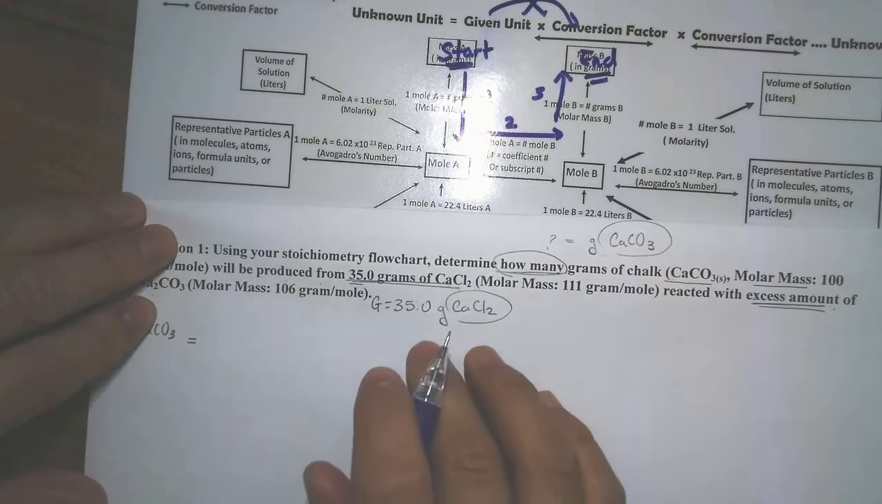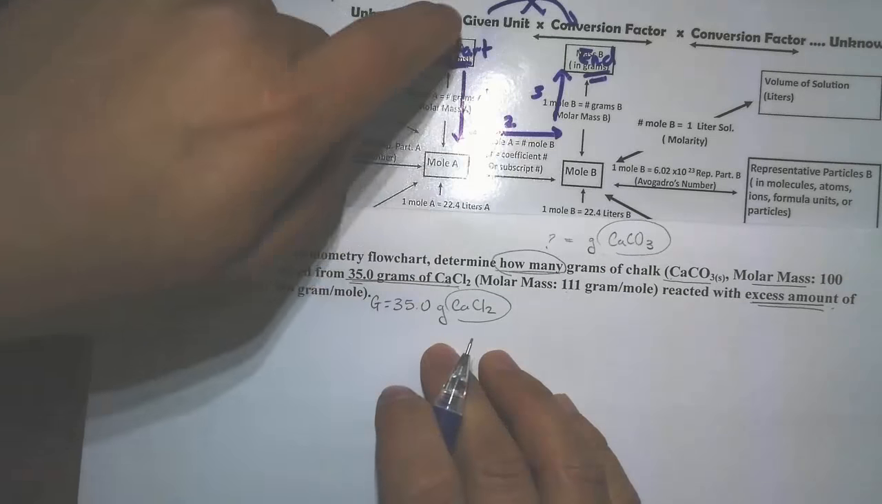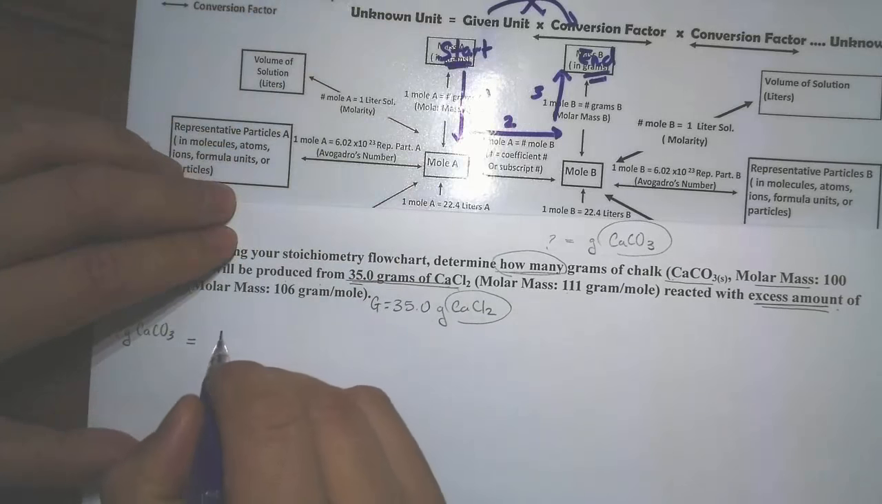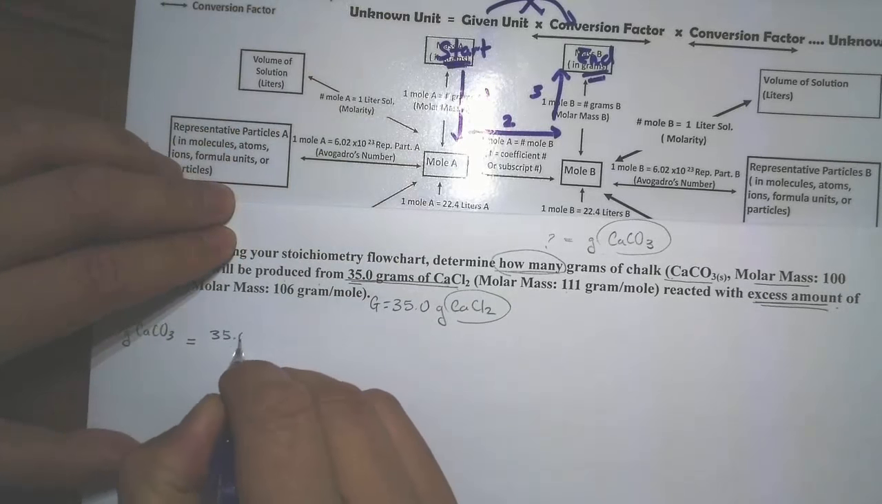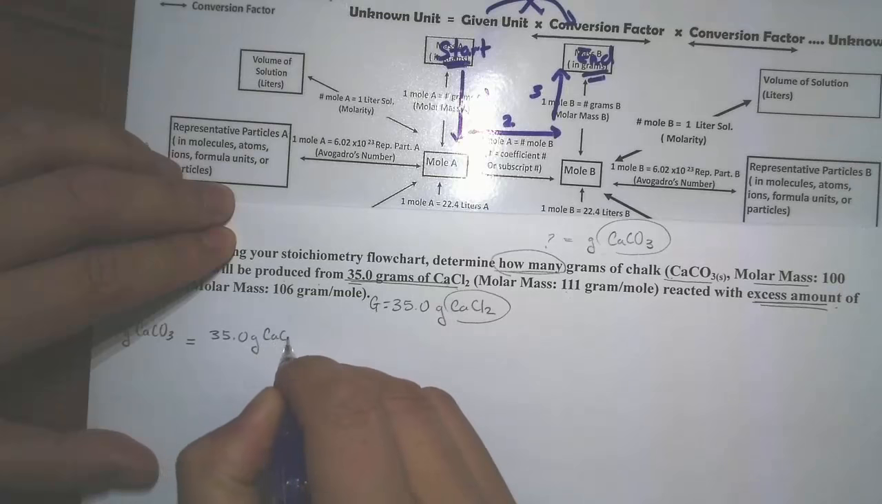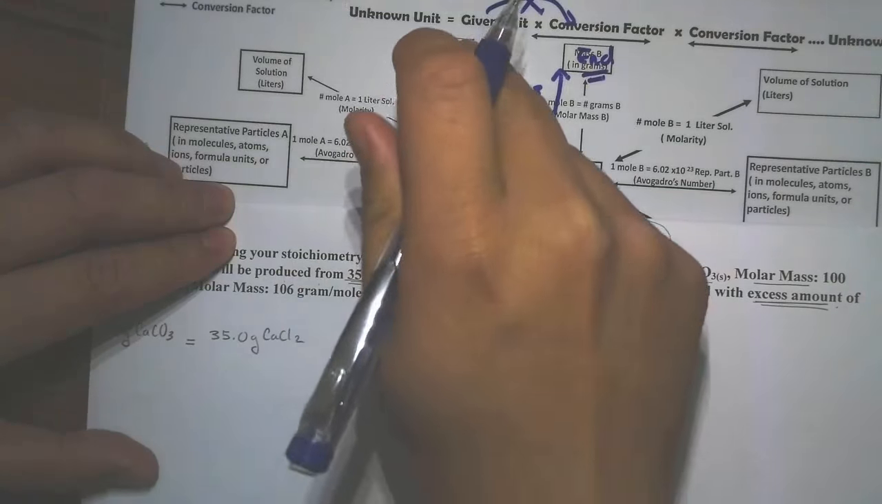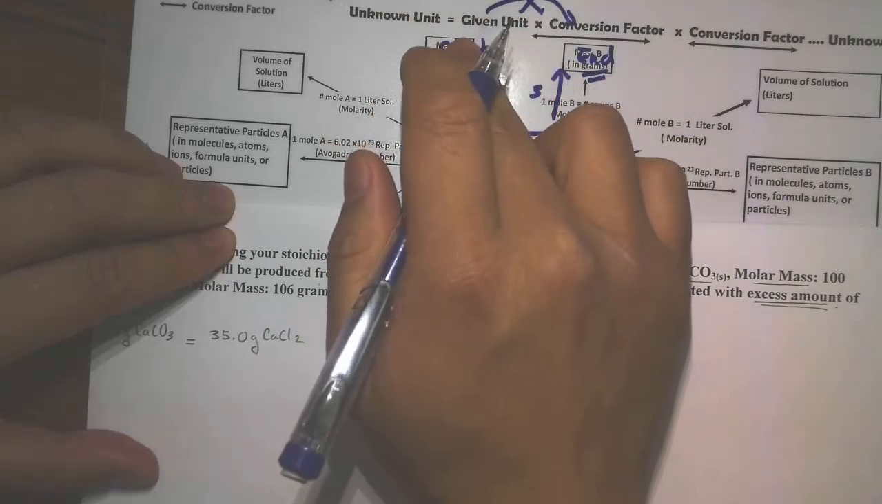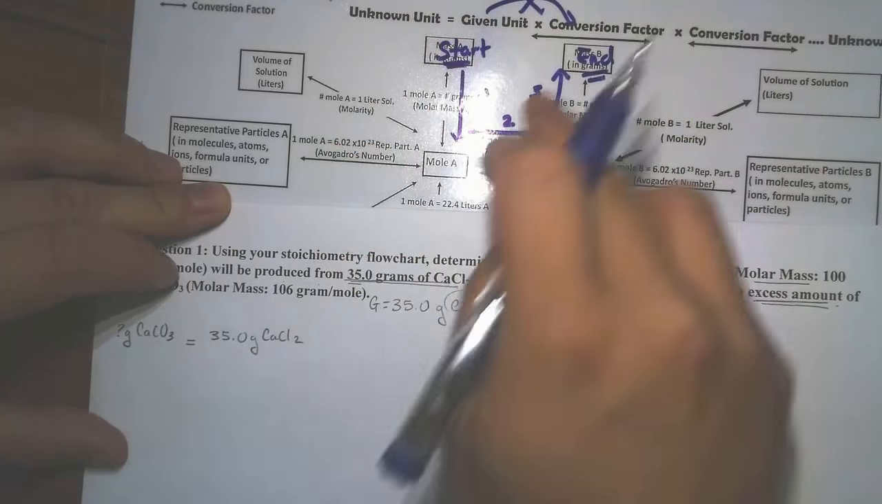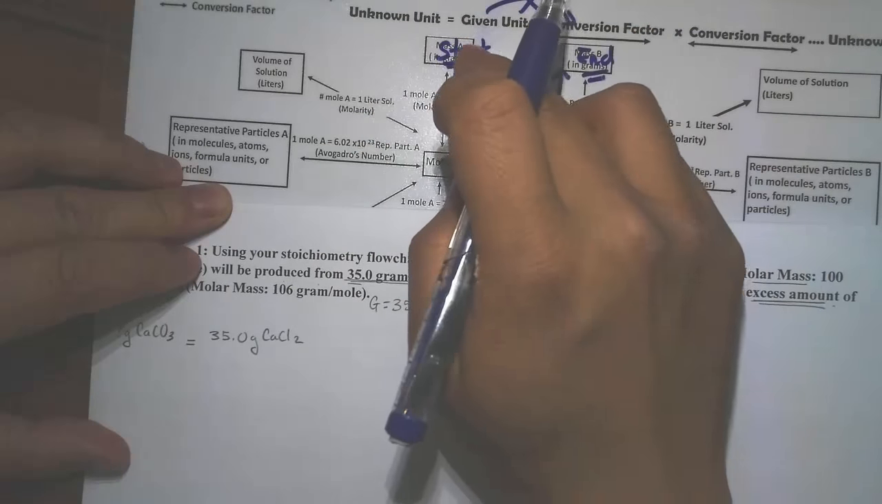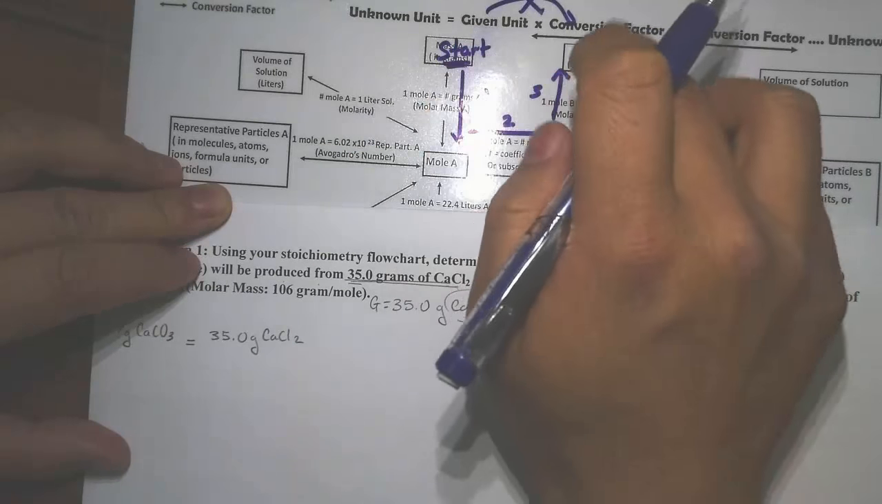But what are we starting from? We are starting from our given, which is 35 grams of CaCl2. That is our grams of A right there. We start right there. You see that? And grams of B is on that side. So to get from here to there, we're going down, across, and up.